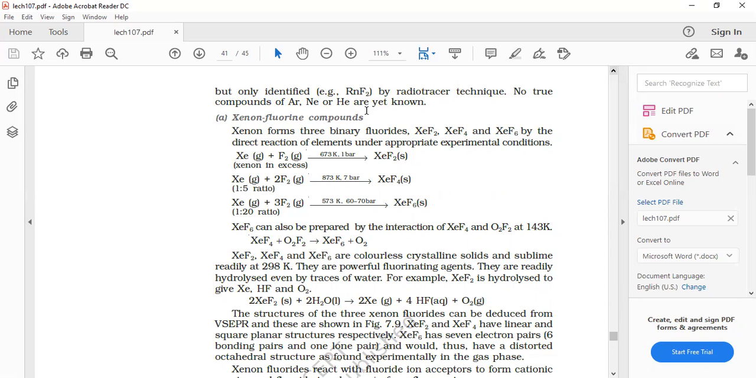The structures of the three xenon fluorides can be deduced from the valence shell electron pair repulsion theory, and these are shown below. Xenon difluoride and tetrafluoride have linear and square planar structures, while XeF6 has 7 electron pairs, a lone pair on xenon and 6 bonding pairs between Xe and F, and therefore it has a distorted octahedral structure.